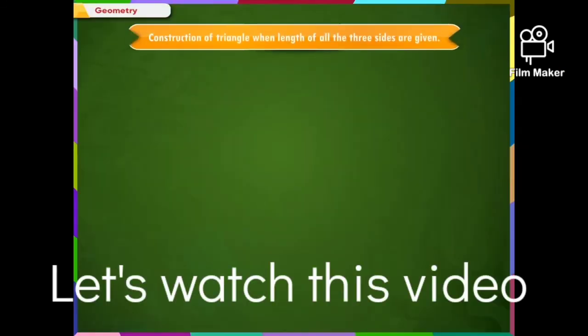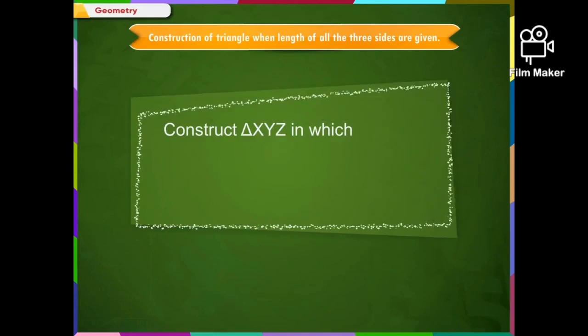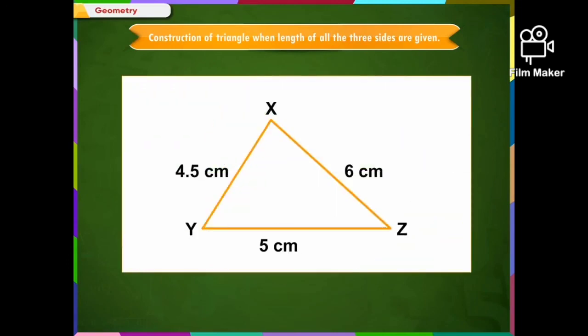Geometry. Construction of triangle when lengths of all the three sides are given. Construct triangle XYZ in which XY is equal to 4.5 cm, YZ is equal to 5 cm and ZX is equal to 6 cm. Before starting our construction, we will draw a rough figure from which we will get an idea on how to proceed stepwise in our construction.